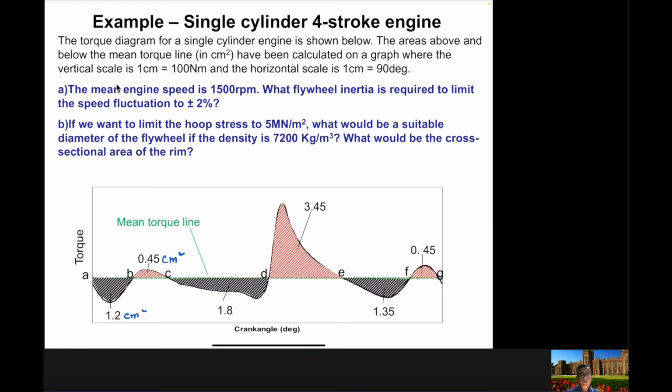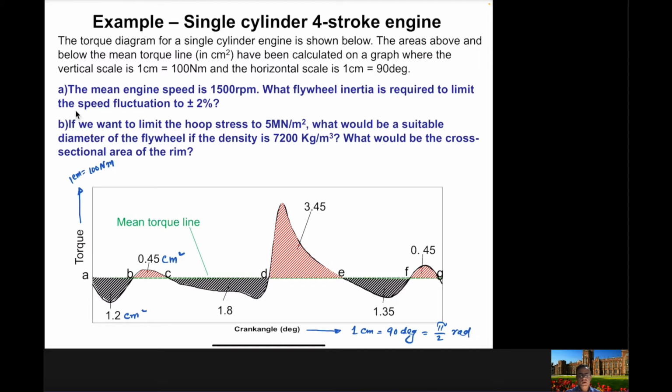Okay, and what you are again provided is that the vertical scale is 1 centimeter equal to 100 Newton meter. So in this case, 1 centimeter is equal to 100 Newton meter, and in this direction here, 1 centimeter is equal to 90 degrees, or you can say it is equal to pi by 2 radians.